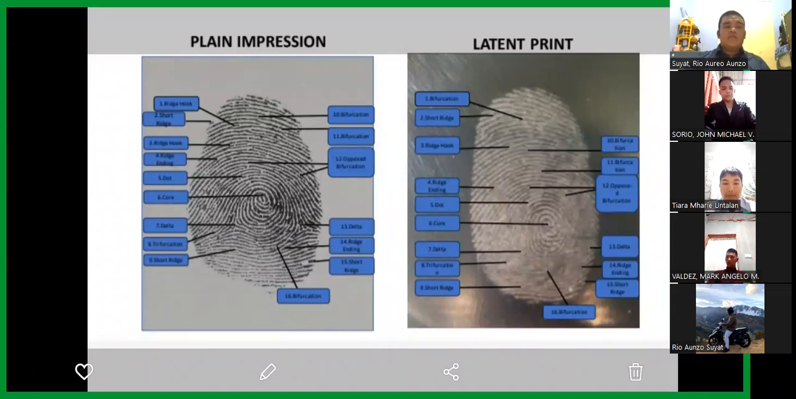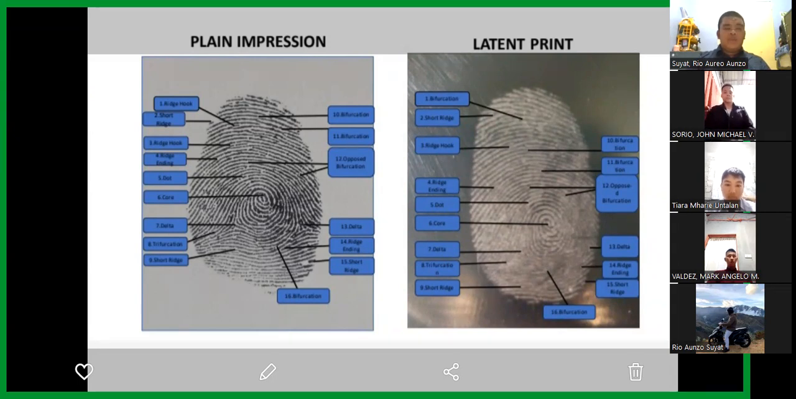Okay, so let's move to our main topic, which is the 16 similarities of fingerprint. In this presentation, we have two fingerprints: the plain impression, and the other one is the latent print. Number one is ridge hook. Ridge hook is a fingerprint characteristic that comes out of the side of the ridge and suddenly stops in between ridges.